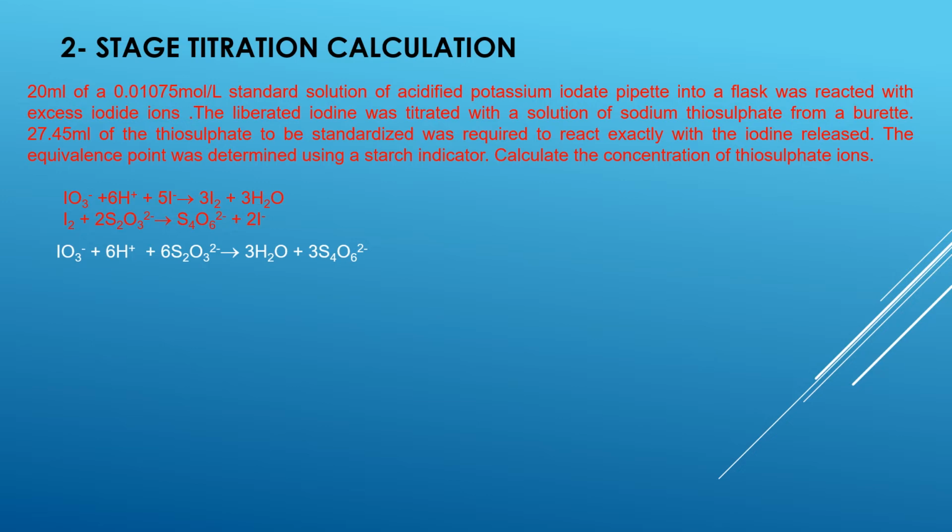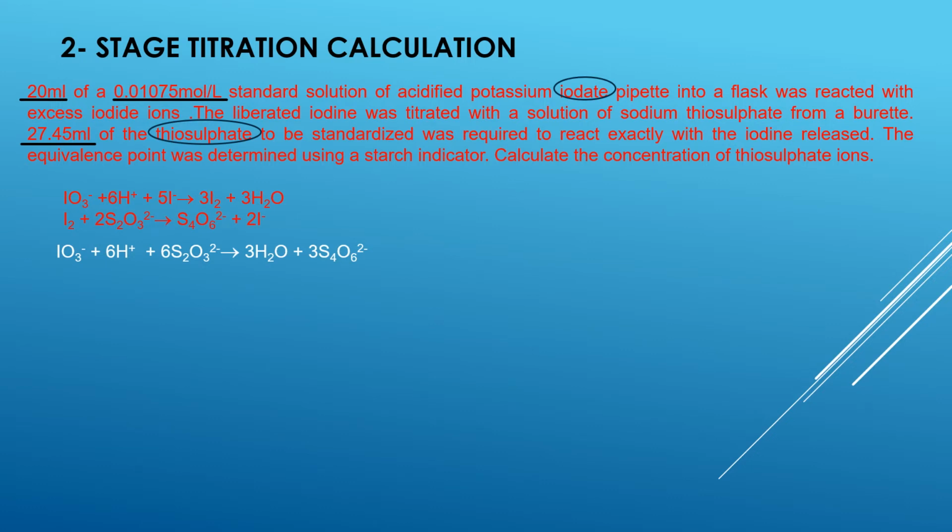So now let's pick our important information. We already have our balanced equation here where we have the 2 reactants. We have the iodate ion and we have our thiosulfate ion. So we have the volume of potassium iodate, 20 ml. We have the concentration of potassium iodate, which is 0.01075 moles per liter, and we have the volume of our next reagent, which is the thiosulfate, and that's 27.45 milliliters. So these are the only information we need.